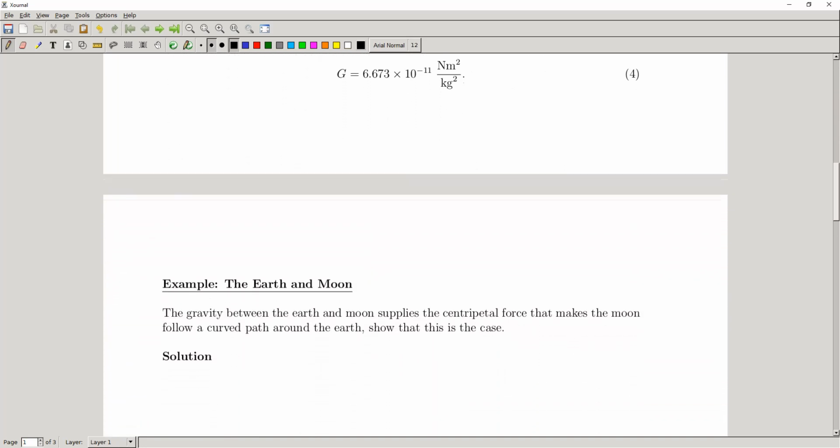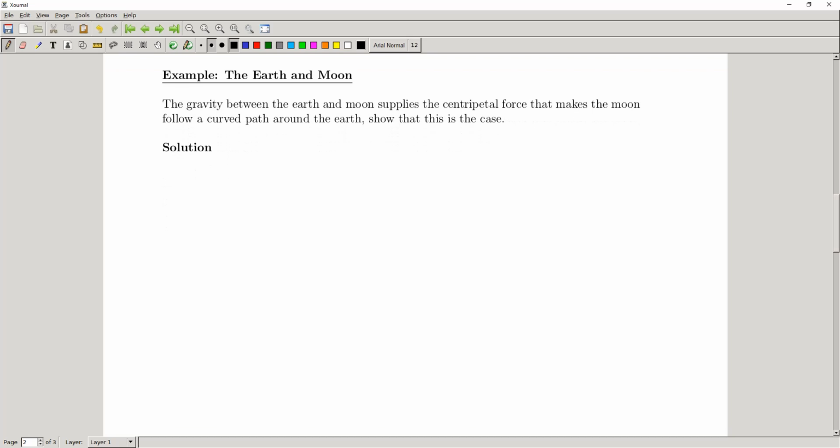and F is the magnitude of this gravitational attraction. Okay, so let's do an example here where we take a look at how this plays out. This is kind of a fun example. So the gravity between the Earth and the Moon supplies the centripetal force that makes the Moon follow a curved path around the Earth. We want to show that this is the case, okay? And so really, what do we want to do? We want to find the acceleration due to the Earth's gravity at the distance of the Moon. Okay, so let's start out part 1. We want to start out by finding, maybe I'll write this out.